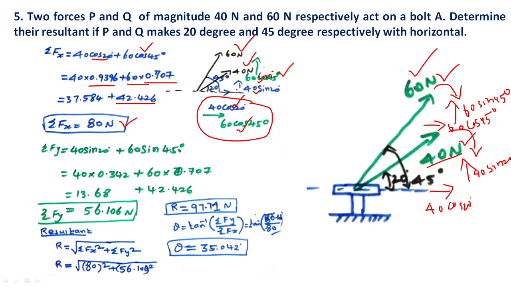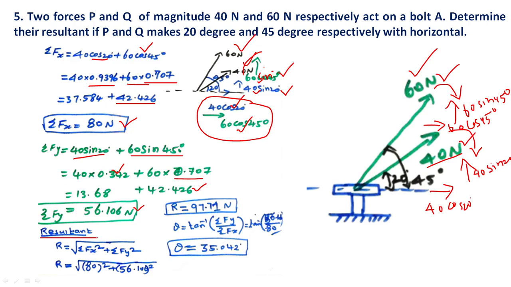Next, to find the sum of vertical forces. There are two vertical forces, 40 sin 20 and 60 sin 45. 40 into sin 20 is 0.342, so 13.68, plus 60 into sin 45, 0.707, which is 42.426. So the sum of the vertical forces is 56.106 Newton.